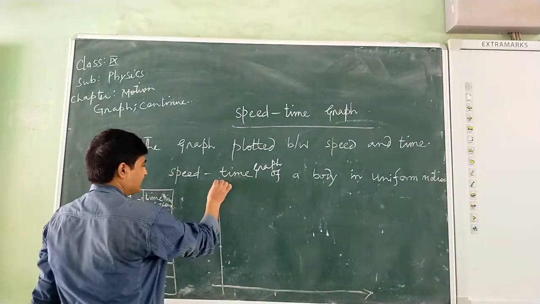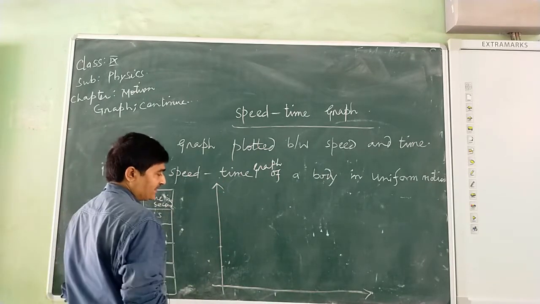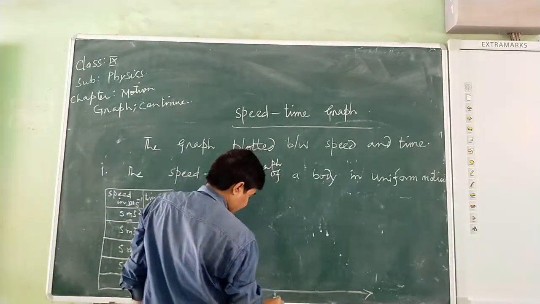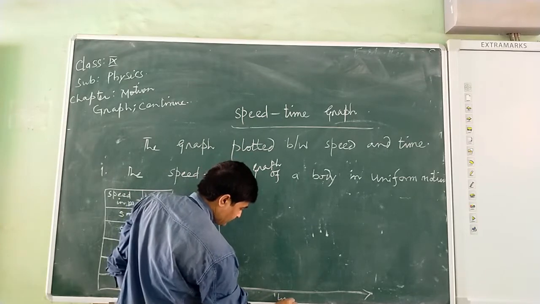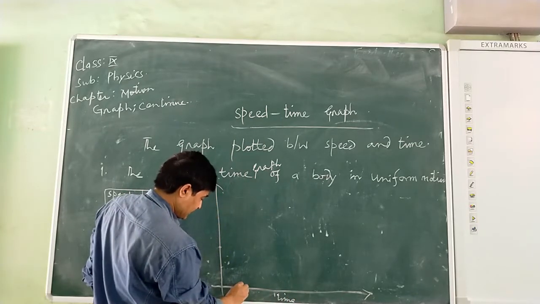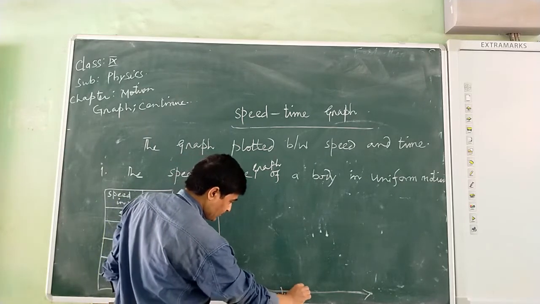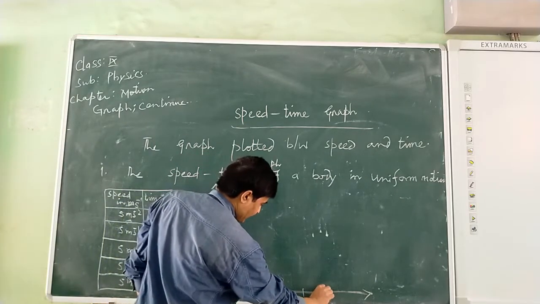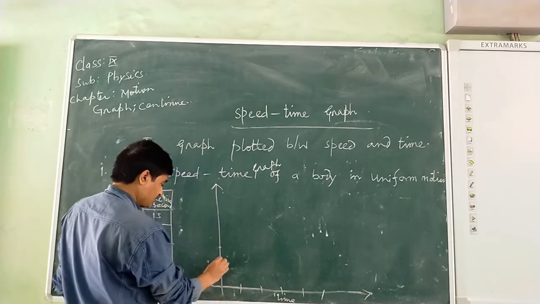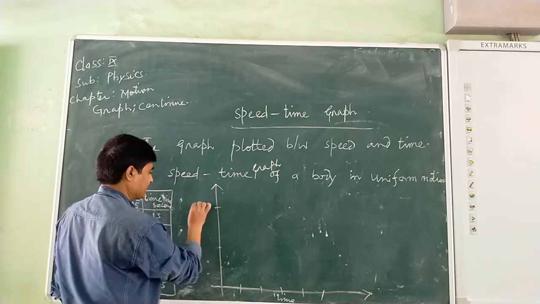Now we will draw the graph representing this timetable. Time: 1 second, 2 second, 3 second, 4 second, 5 second. Speed: 5 meter per second.